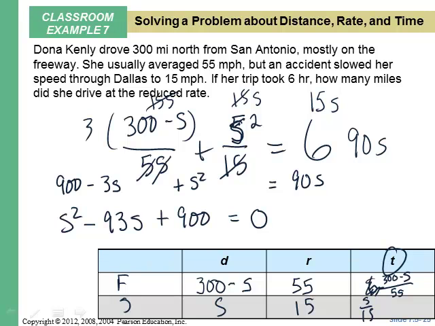93. I can't think of any numbers that would multiply to equal 900. Let's see, maybe I made a mistake. 300 minus S, 55. Oh, dude. I know what I did wrong.